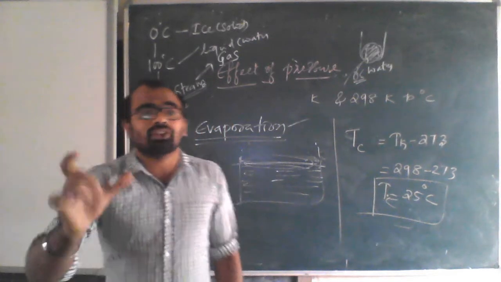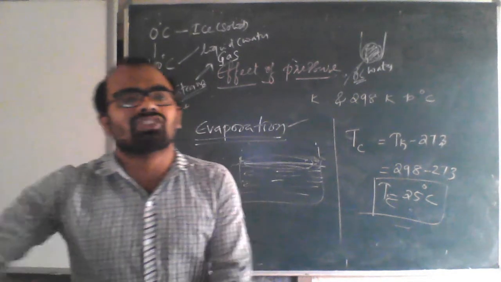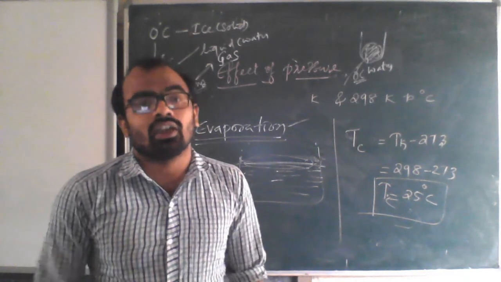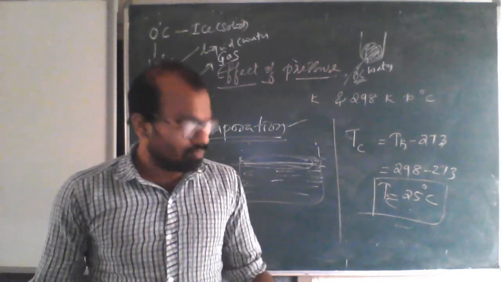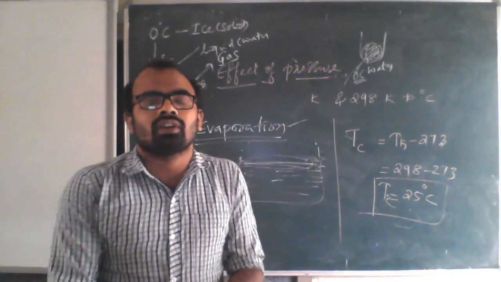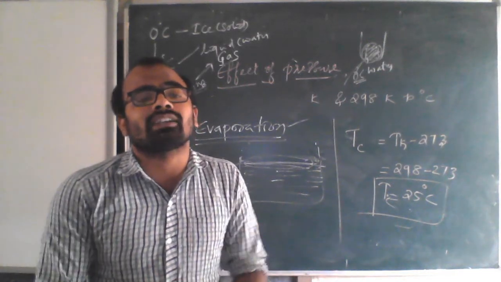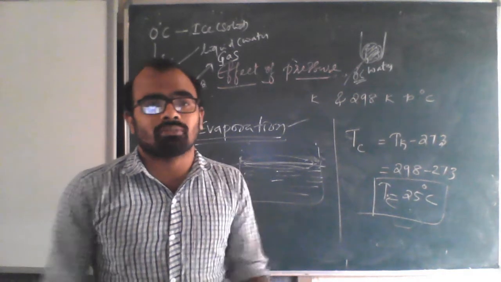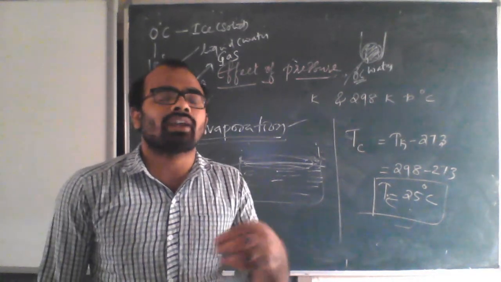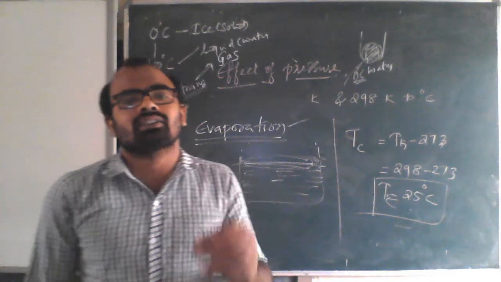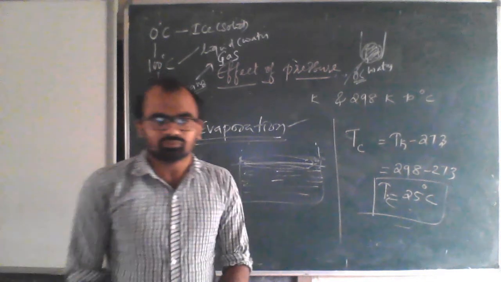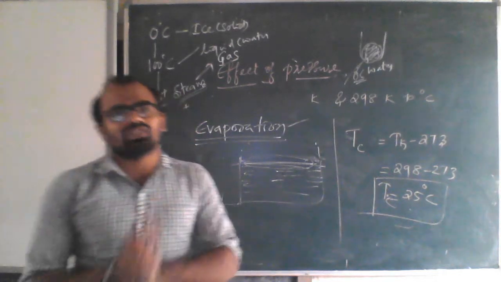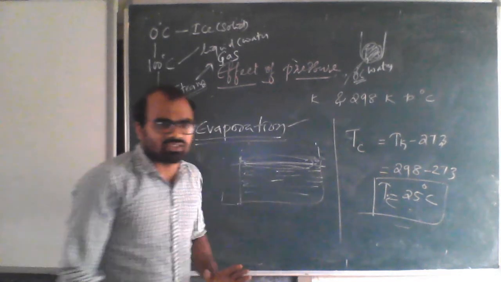Evaporation is a surface phenomenon. Vaporization is a bulk phenomenon. It is not a surface phenomenon. In vaporization, a bulk number of molecules, a large number of particles, get vaporized suddenly, but in evaporation a small amount of particles starts evaporating. So this thing you should remember. Vaporization is different, evaporation is different.